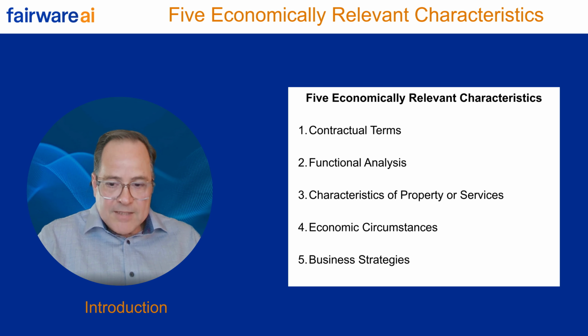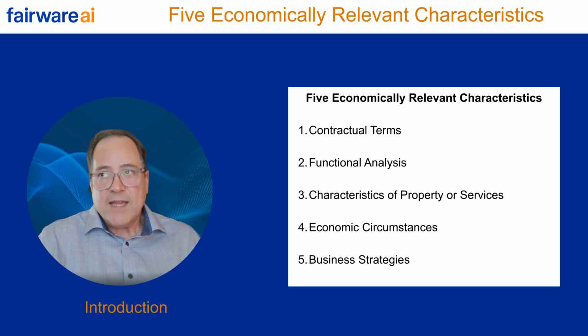What are the entities actually doing for the functions? What risks are they taking? What key activities are they providing? What's the nature of the characteristics of the product? That's the third one. The fourth one is the economic circumstances. And then the fifth one is business strategies.